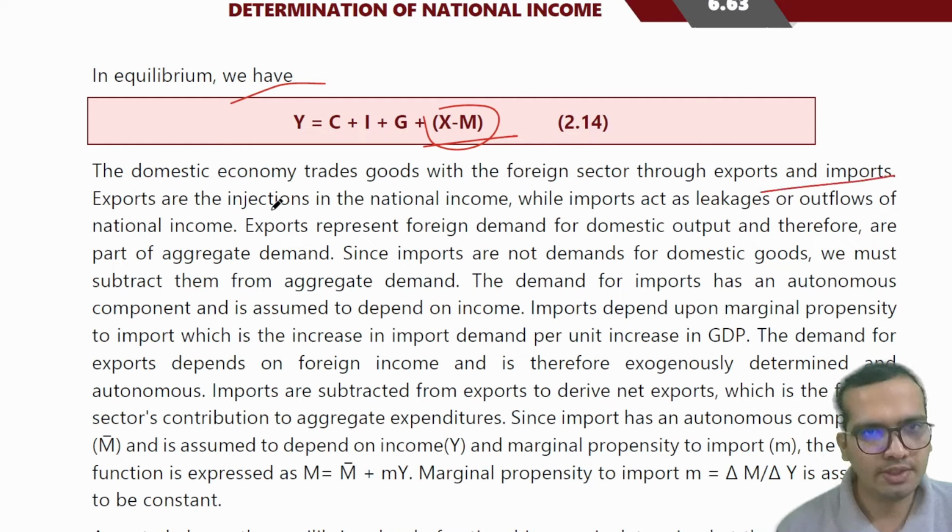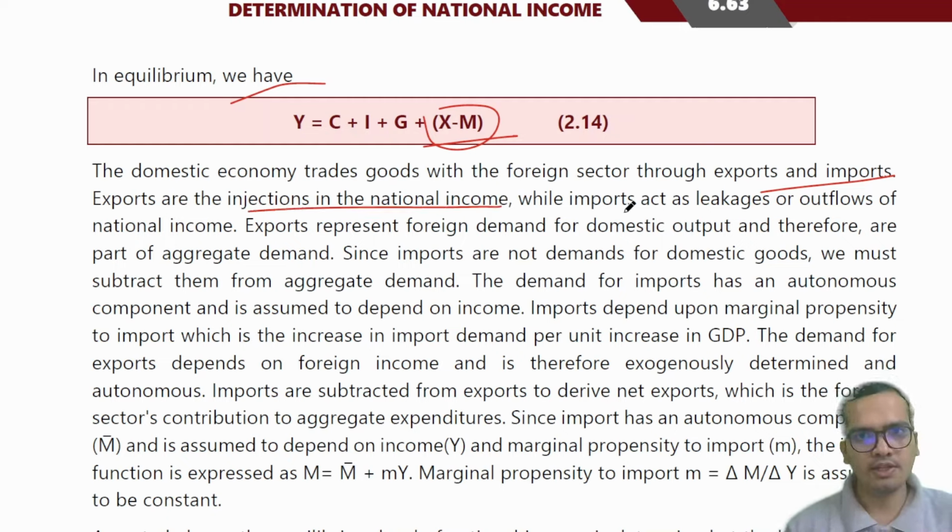Exports are the injections in the national income, while imports act as the leakages or outflow of the national income. Exports represent foreign demand for domestic output and therefore are part of aggregate demand. Since imports are not demands for domestic goods, we must subtract them from aggregate demand.